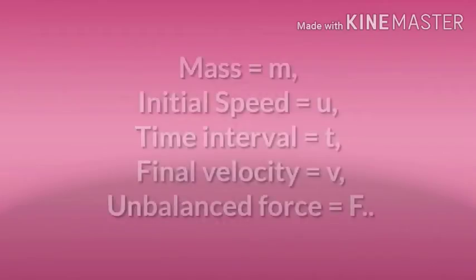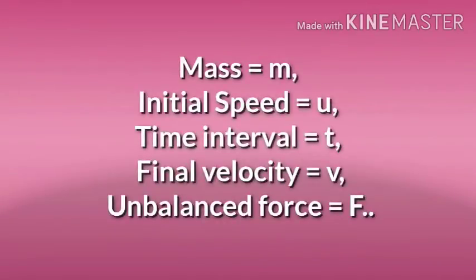Here let us take m as the mass of a moving body in a straight line, small u is the initial speed, small t is the time interval, small v is the final velocity, and capital F is the unbalanced force.